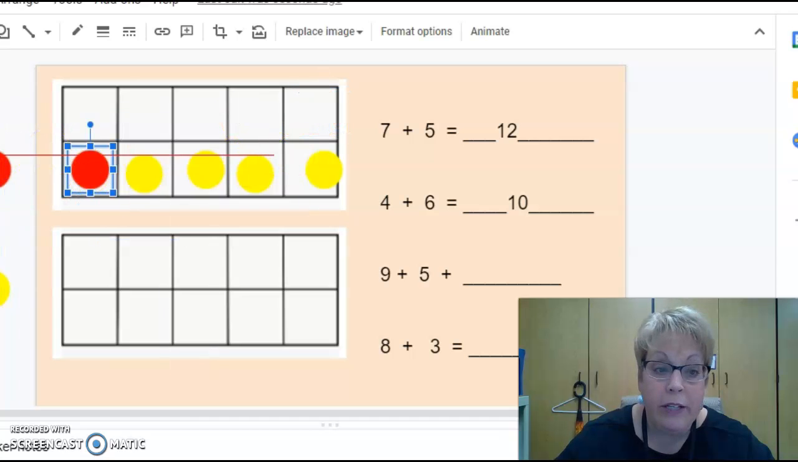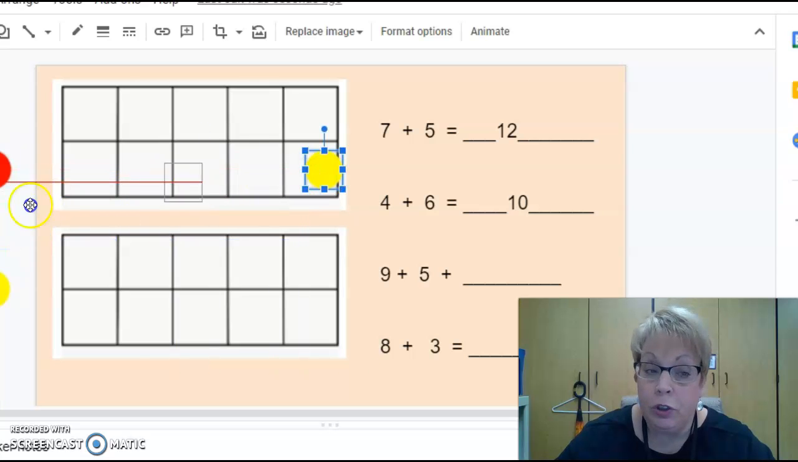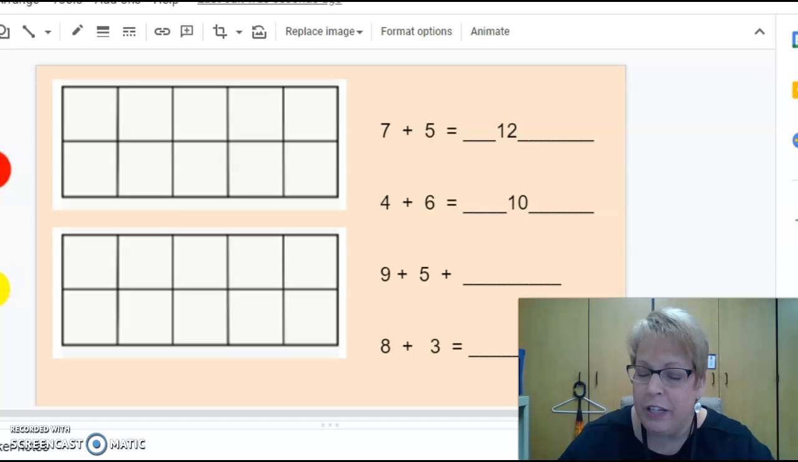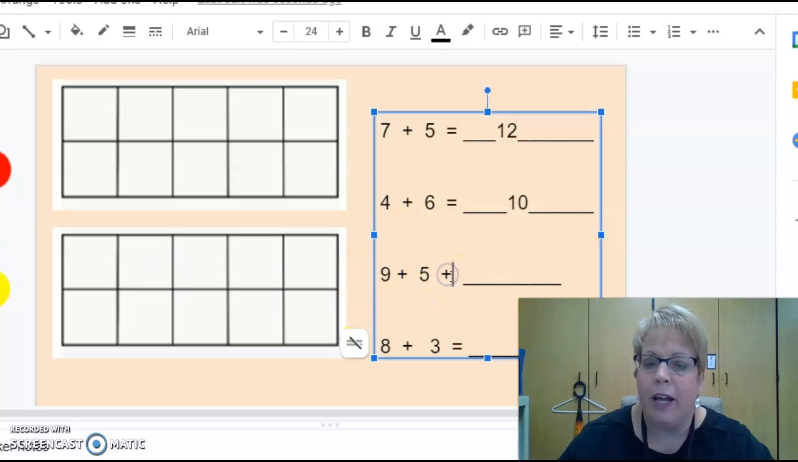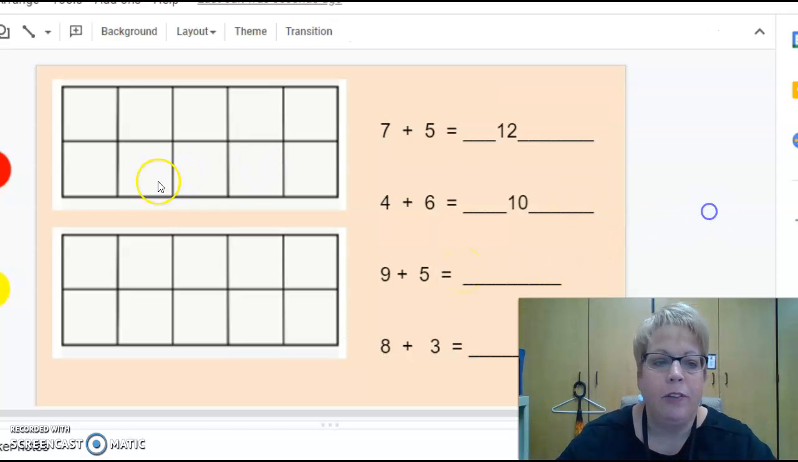All right, let's do one more together, and then I think you're going to get the concept. When we start doing your paper, because you will have a paper to do on this, you are going to be using just a crayon. So use a red crayon and a yellow crayon and make red dots and yellow dots. All right, we've got 9 plus 5. Oh, and that should be equals 9 plus 5.